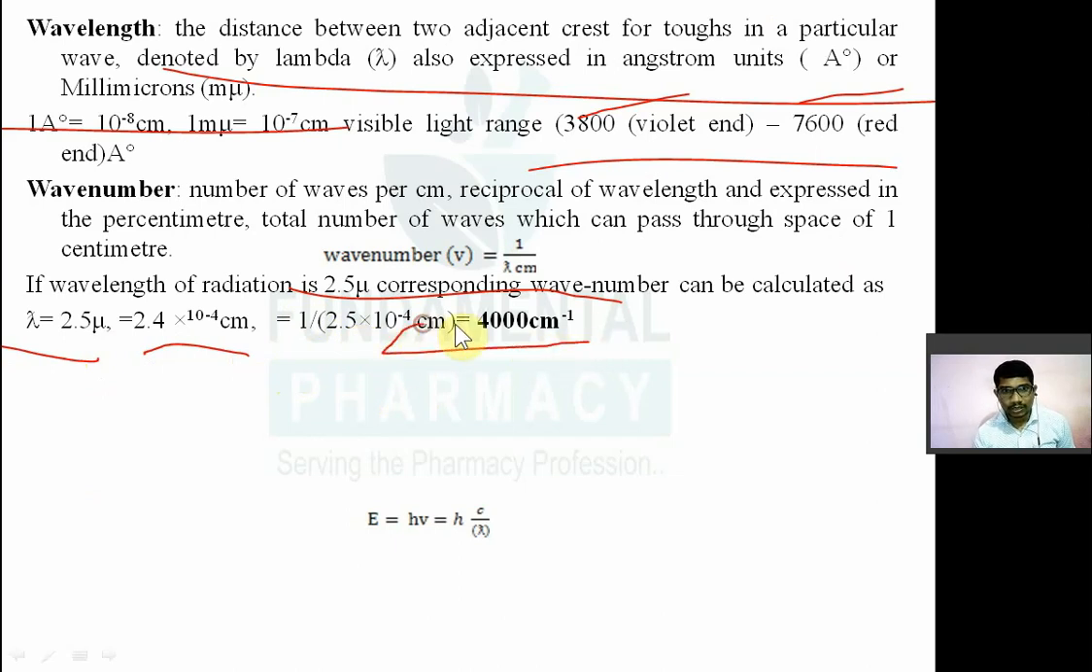Calculating this, it comes to 4000. So you can calculate the wave number. If you are given the wavelength, first you should remember the formula for wave number: 1 upon lambda in centimeter. So you need the wavelength in centimeter. Here it is given in micron, so first you have to convert that micron into centimeter. After that, 1 upon 2.5 into 10 raised to minus 4 centimeter will give you 4000 centimeter inverse. That is the wave number. Did you understand how to calculate the wave number if the wavelength is given? You got it or not?